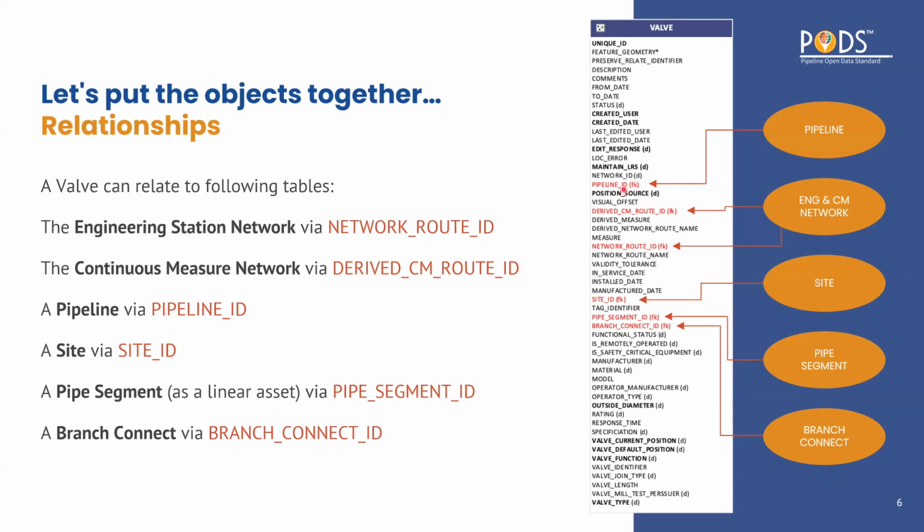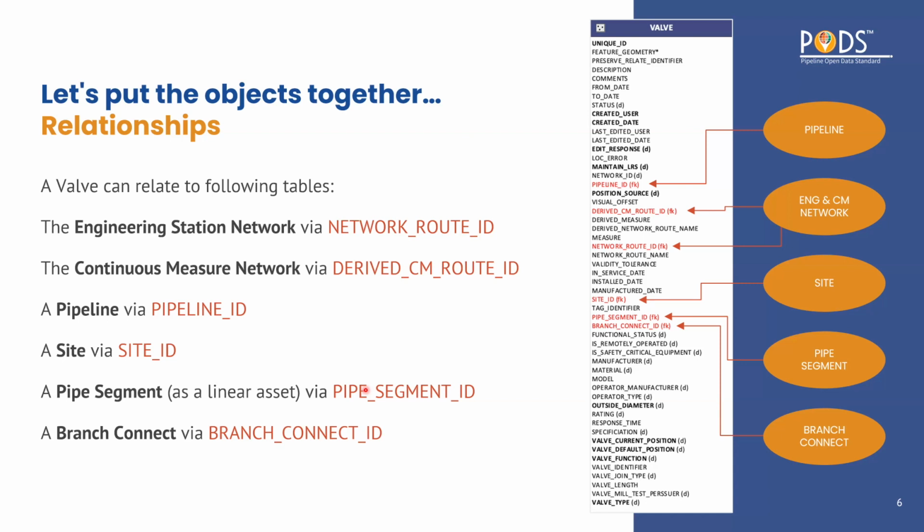And then we have a pipeline ID. So the pipeline ID is an attribute that ties to the name of the pipe. So I don't want to have to dig and find the name of the pipe in some other table, I can just link to it really quick and find it here. Same with the site. So if its valve belongs to a compressor station, I can relate it that way with the site ID.